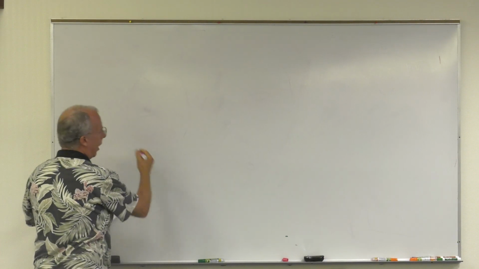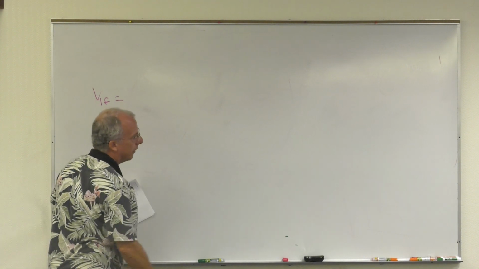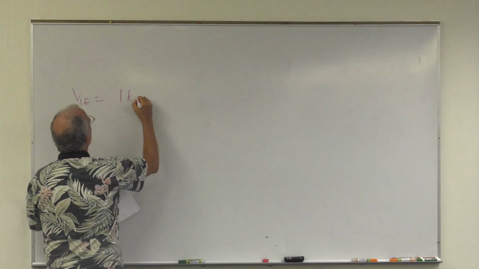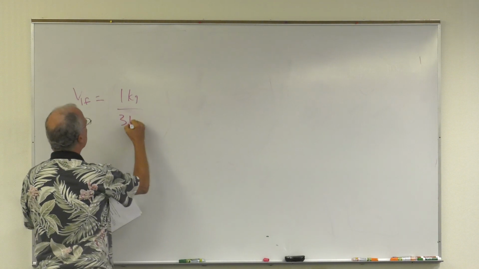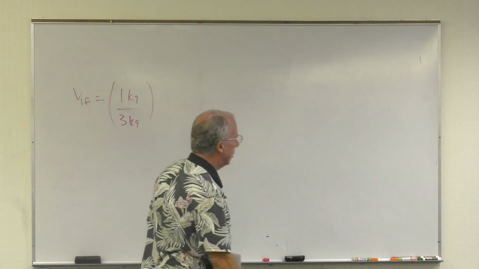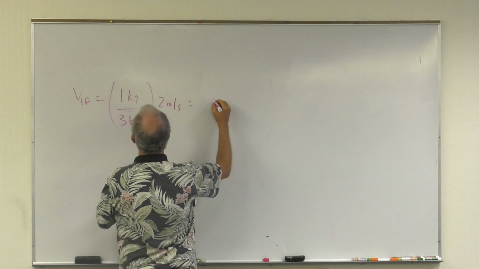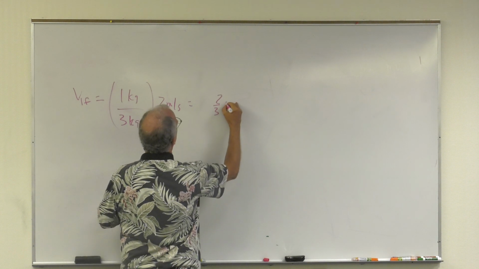All right, so now V1 final is going to be (M1 minus M2) over the sum, so 2 minus 1, so it's going to be 1 kilogram. And the sum is 3 kilograms. And then V1 initial, which is 2. So we get 2/3, right? 2/3 meters per second.